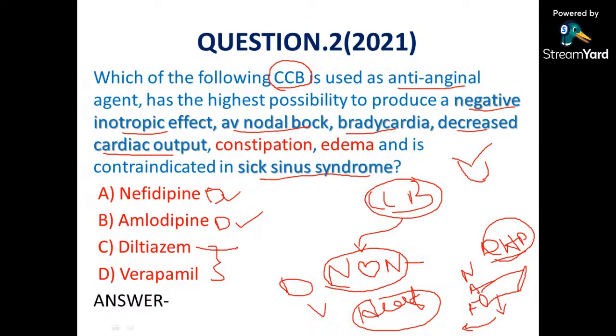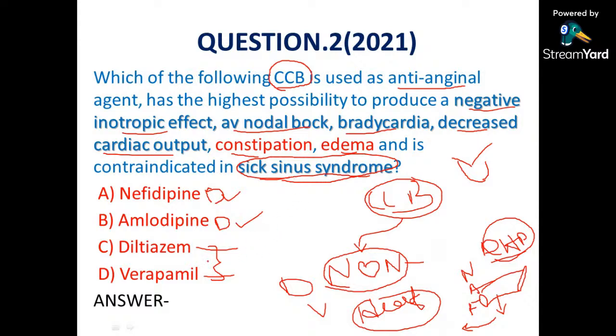Diltiazem is acting on the heart. Verapamil is also acting on the heart. So how to identify this? See, here he is telling the drug will also cause constipation and edema, and it is contraindicated in sick sinus syndrome.